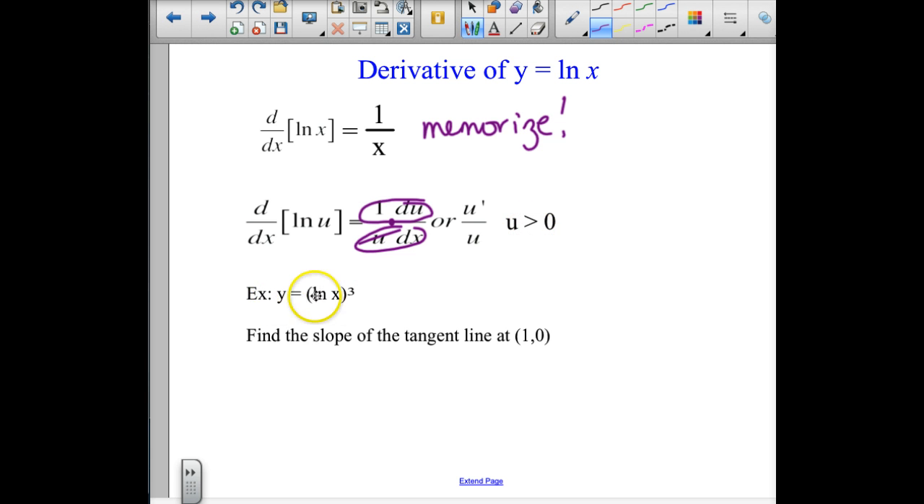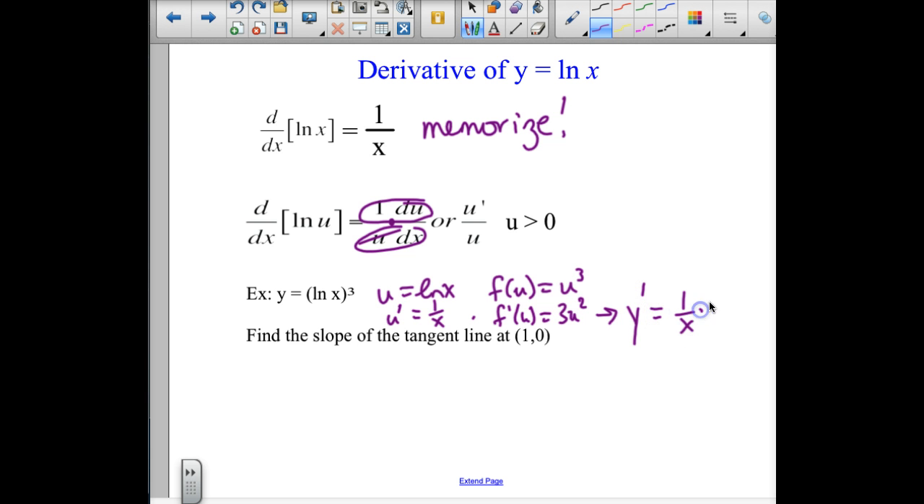So let's do this example. If y equals natural log of x to the third, notice this one, our inside function, is the natural log of x, and our outside function is u to the third. So the derivative is 1 over x, that's the new thing we just memorized, and the derivative here is 3u squared. So using our chain rule, we're going to multiply those two pieces together. The derivative of y equals 1 over x times 3, and then instead of u squared, I'm going to put u back in, which is natural log of x squared. So that's the derivative of the function y equals natural log of x, all of that to the third power.